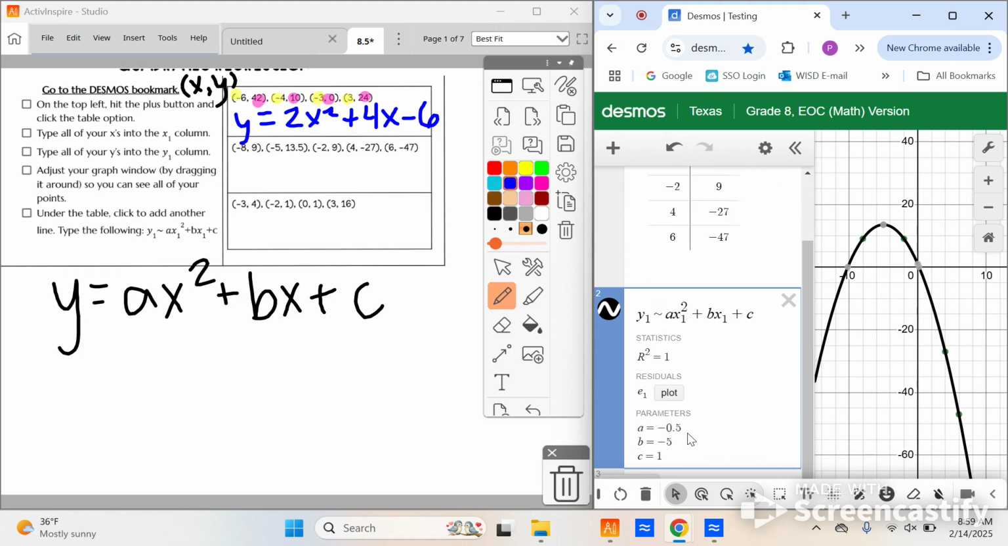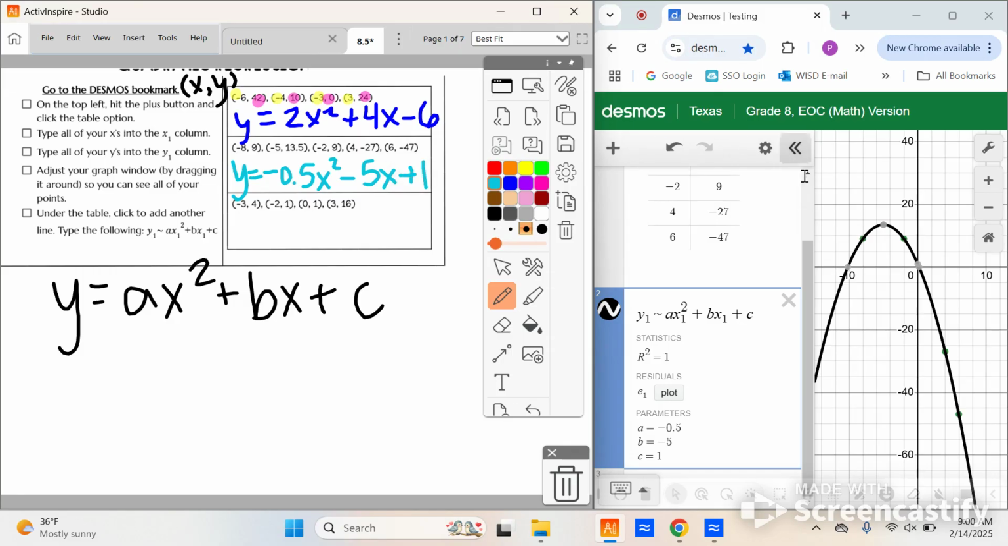So our a value is negative 0.5. So we're going to have y equals negative 0.5x squared. And our b is negative 5. So we're going to do minus 5x and plus 1.